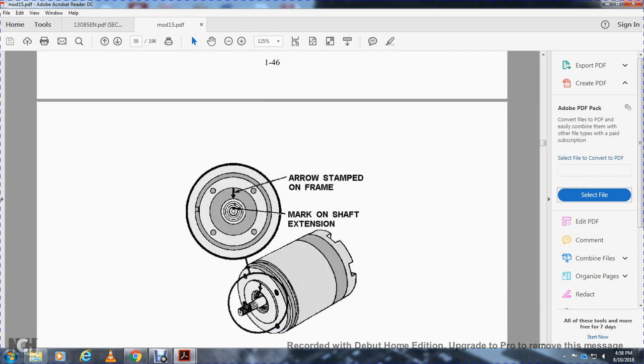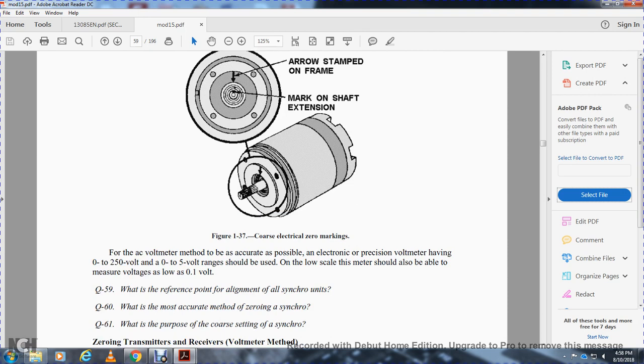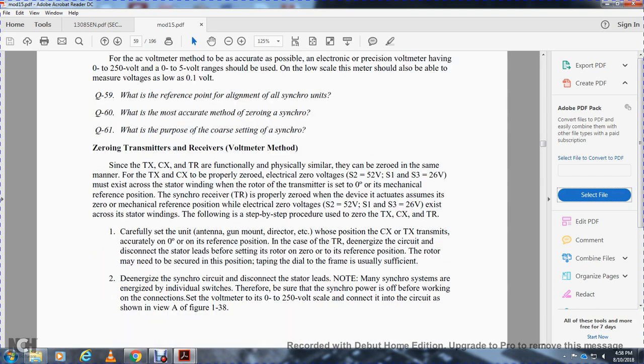The marks are the arrow stamped on the frame, the marking on the shaft extension, and the coarse electrical 0 marking. For the AC voltage method, use an accurate electronic precision voltmeter with 0 to 250 volts and 0 to 5 volts ranges. On the low scale, the meter should also be able to measure voltage to 0.10 of a volt.